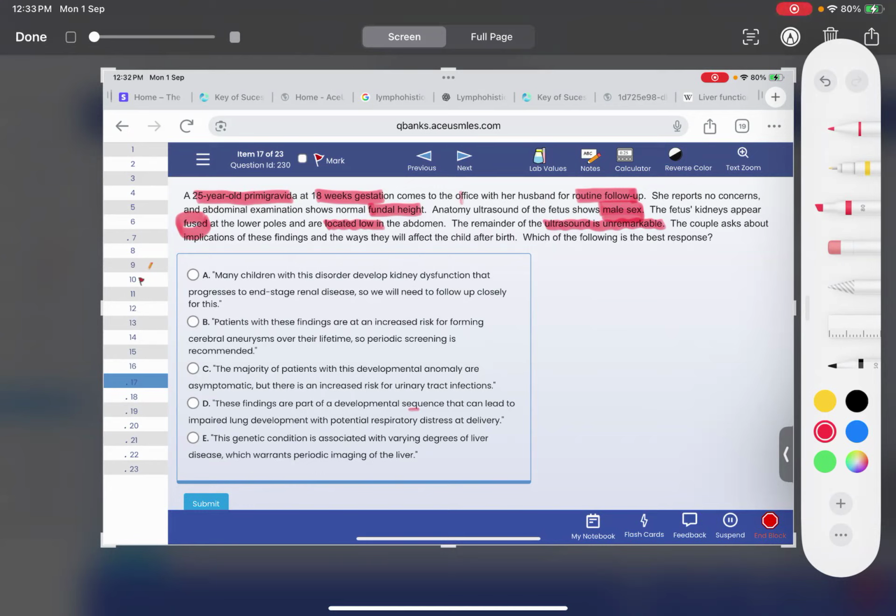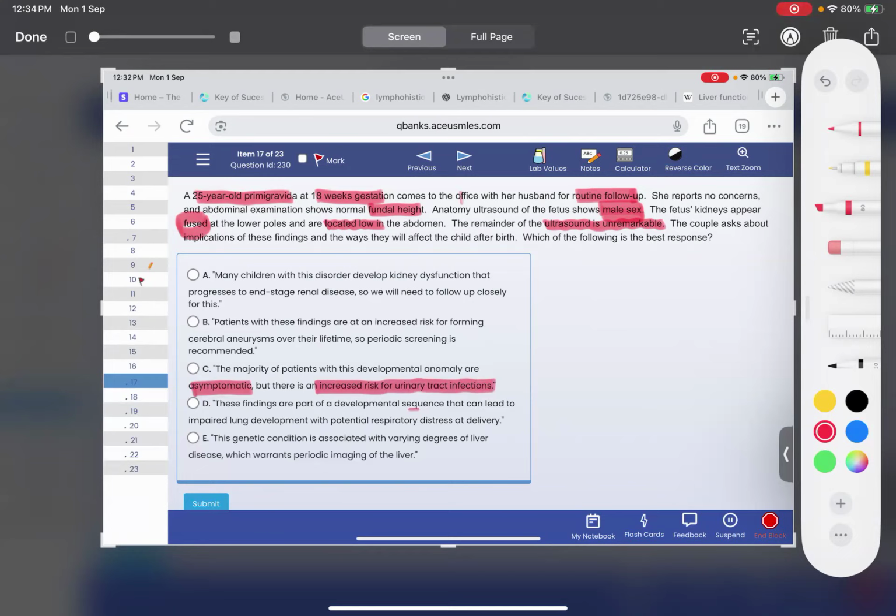In the previous question, we discussed that we will have recurrent infections. C is the right answer. The majority of patients will have recurrent infections and an increased risk of stone formation. So C is saying the majority of patients with this developmental anomaly are asymptomatic but would have increased risk of UTIs.